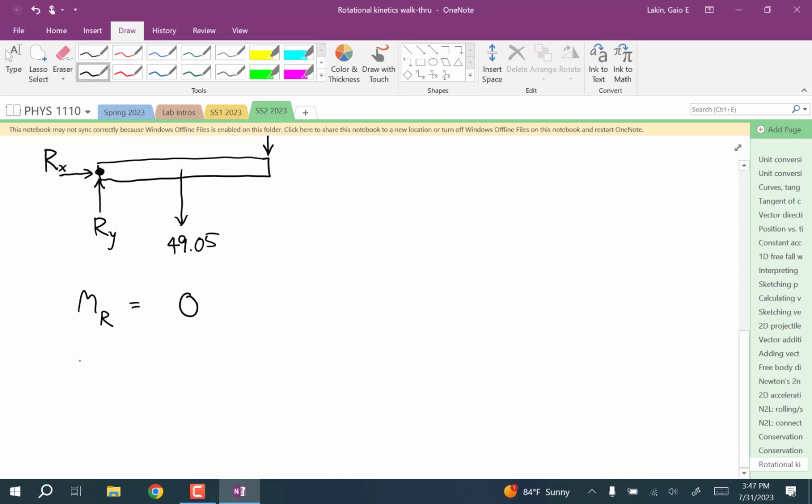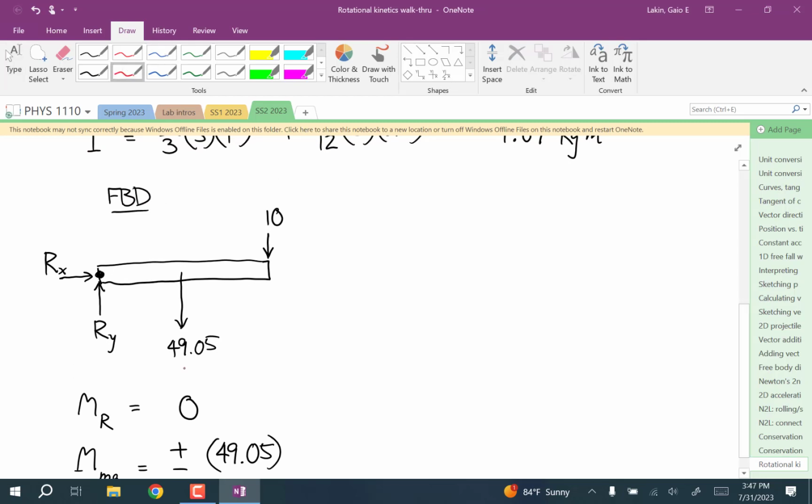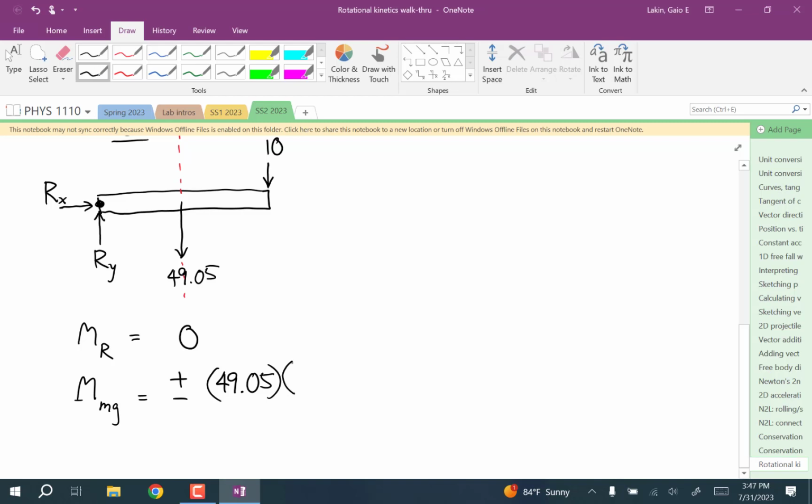Okay, now what about the weight force? Okay, well, this is going to be plus or minus the force times the distance from the line of action of that force to the hinge. So that distance is this. You can see that it's only half of the length of the beam. So since the whole beam has a length of 1, this is just going to be 0.5.